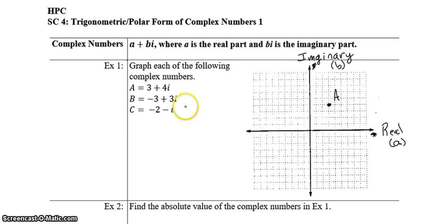That's where a is. b, -3 plus 3i, so -3 real, 3 in the imaginary direction. Where do you think c would go? -2 minus 1i. Right there. Okay, pretty straightforward. Horizontal is real, imaginary is your vertical.